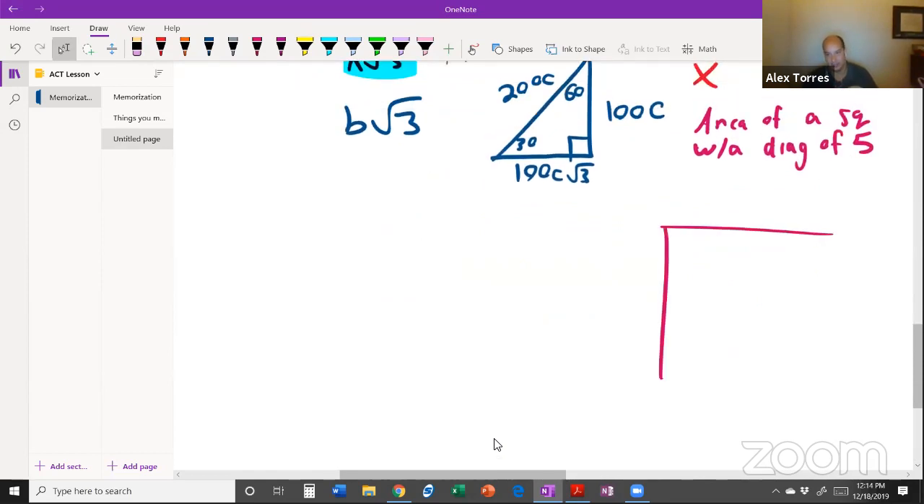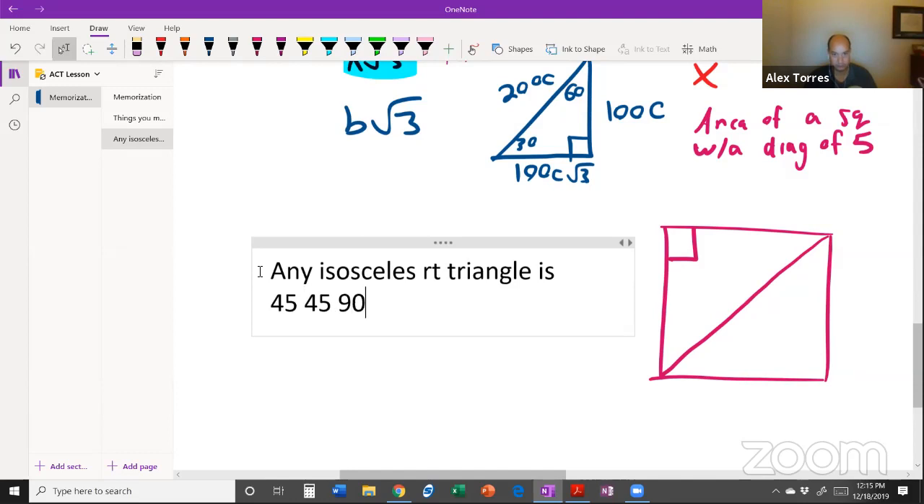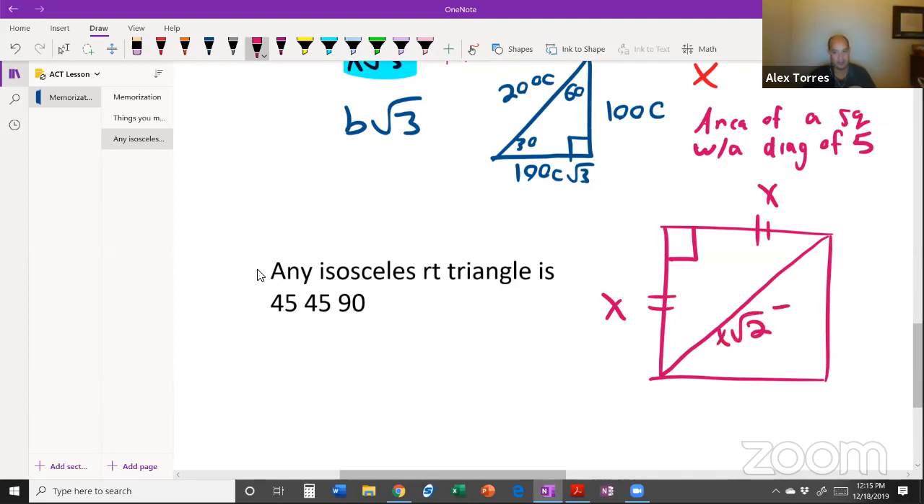Well, if we draw that out, a very important iteration of the special triangle rules is to say it in this sense: any isosceles right triangle is a 45, 45, 90 triangle. These are isosceles because it's a square, so these sides are congruent, and it's a right triangle because the square provides the right angle. So now we know the sides are in the ratio of x, x, x root 2. And if the diagonal is 5, then that's 5.